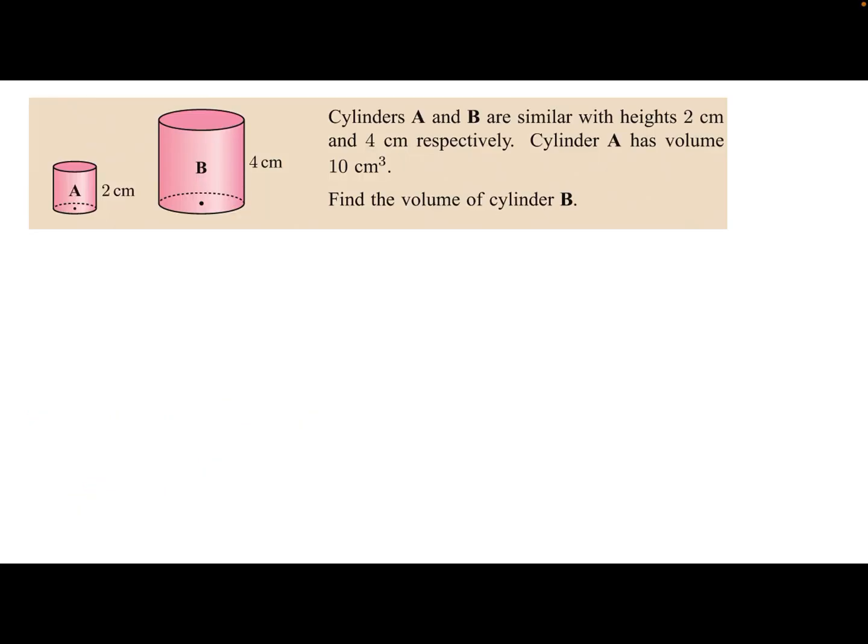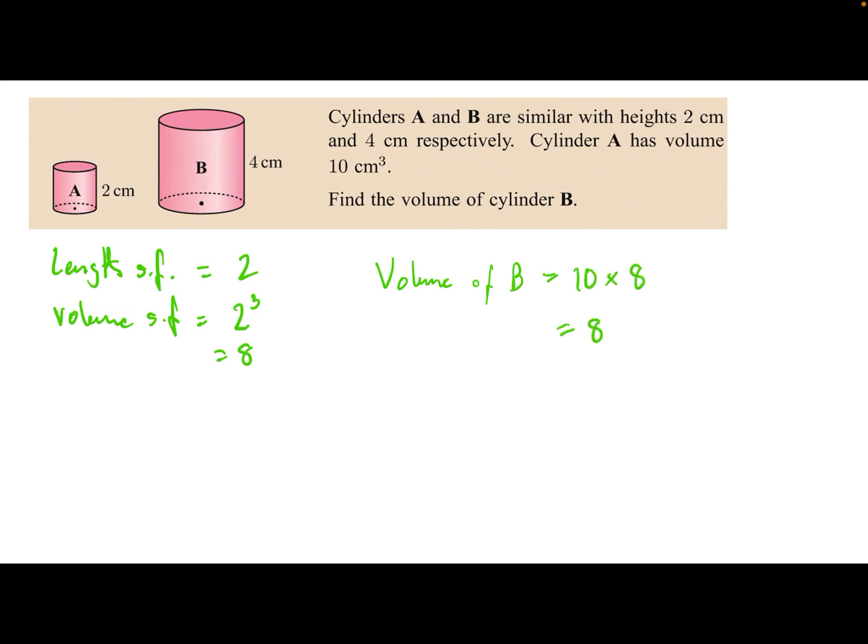We've got cylinders A and B are similar with heights of 2 and 4 respectively. Cylinder A has a volume of 10. Find the volume of cylinder B. Very easy. The length scale factor is equal to 2. 4 divided by 2. So the volume scale factor is equal to 2 cubed, which is 8. So all I need to do is, the volume of B is simply going to be the volume of A, which is 10, times the correct scale factor, 80 centimetres cubed.